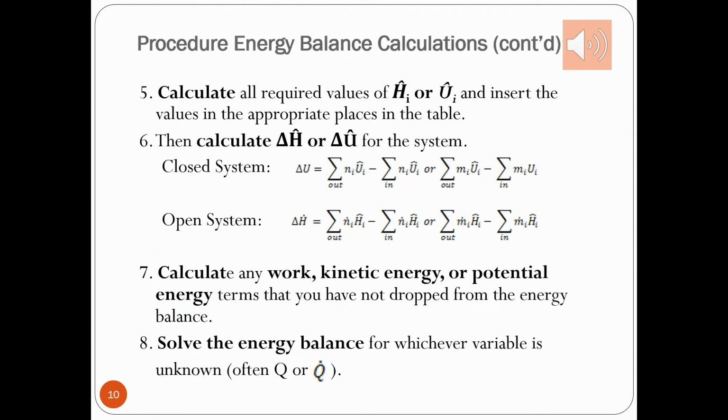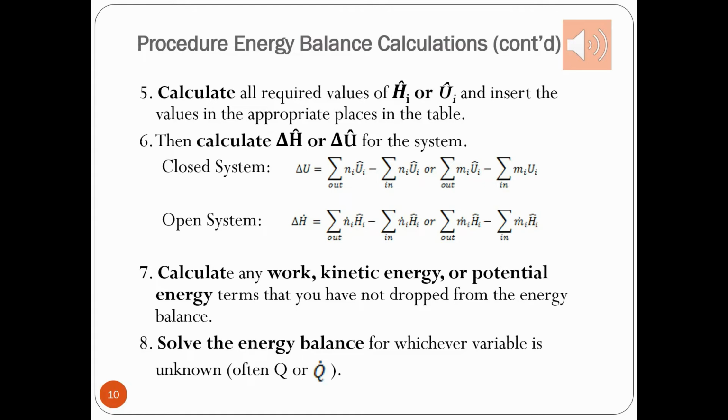The next step is where we need to calculate all the required values of enthalpy and internal energy, and insert the values in the appropriate place in the table. Okay, so this is where we focus on chapter 8, where we need to find these internal energy and enthalpy values. And then for step 6, you calculate the total change of enthalpy and the total change of internal energy for the system.